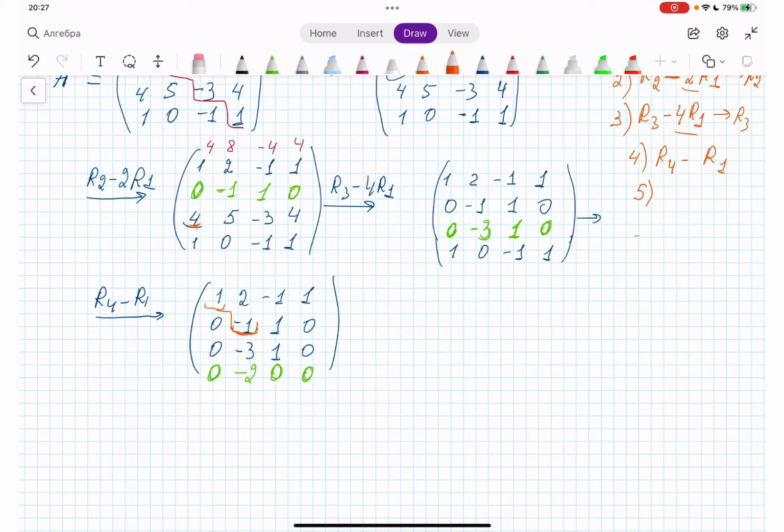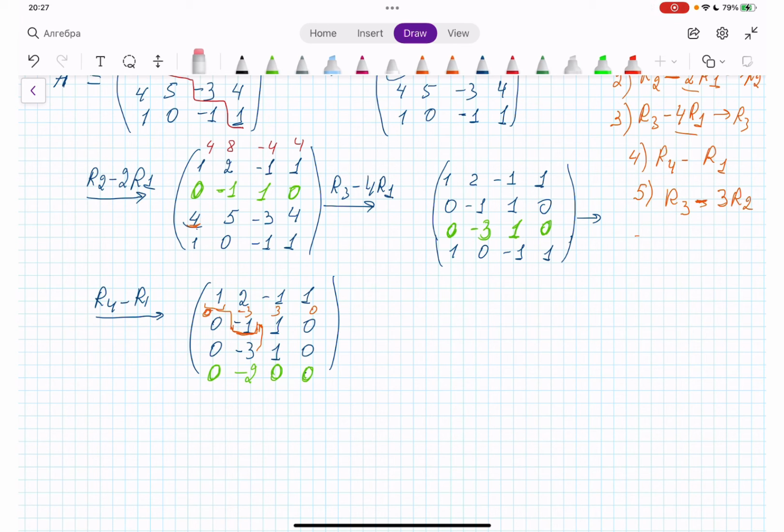Step number 5: I'm going to take R3 minus, how much do I have to multiply? To subtract this minus this and get 0, I have to multiply negative 1 by 3, right? So it's going to be R3 minus 3 times R2. So what do we get? I have 0, so I can write down 0, because negative 3 times 0 is 0. Negative 1 times 3, I'm getting negative 3. 1 times 3, I'm getting 3. And 0 times 3, I'm getting 0.